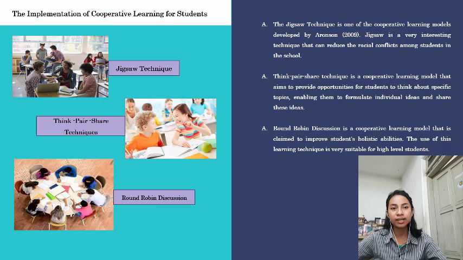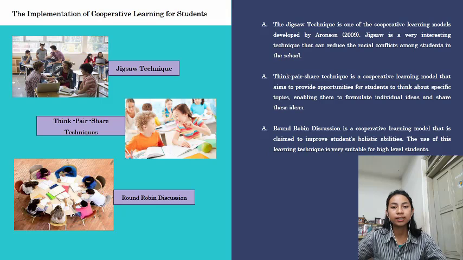And in applying this technique, the students are formed in groups. Then the teacher gives some problems or questions to the students, and then the teacher gives some opportunities for the students to think about these problems or this question given by their teacher, and then students have to share their ideas about that problem with the other students.